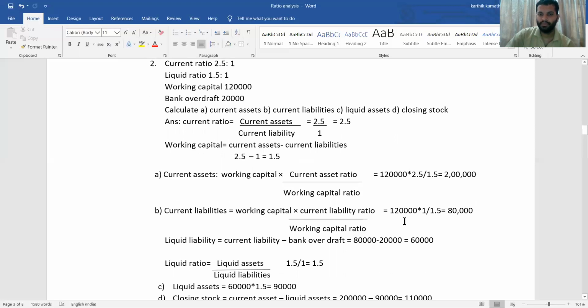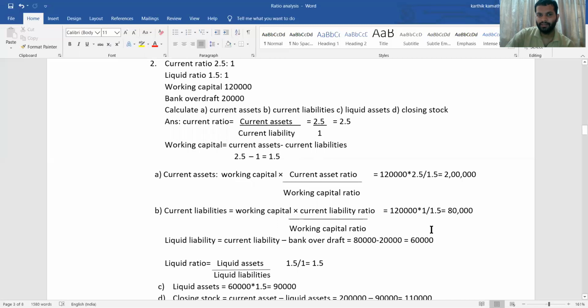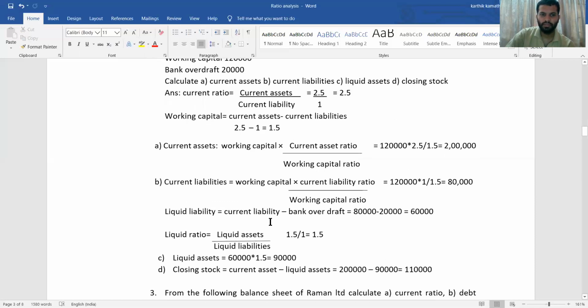So 1,20,000 into 1 current liability ratio, that is 1 divided by 1.5 as a working capital ratio. That is the same, you will get 80,000. See, current liability ratio is 1, current asset ratio is 2.5, specifically given in the problem.